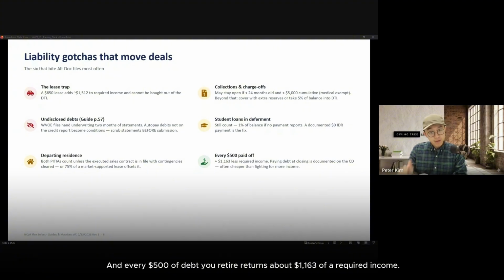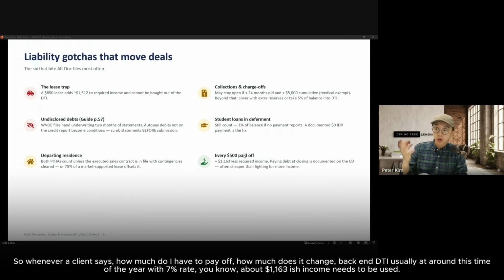And every $500 of debt you retire returns about $1,163 of required income. Okay? So whenever a client asks, how much do I have to pay off? How much does it change the back-end DTI? Usually, at around this time of the year with a 7% rate, about $1,163-ish of income is needed.